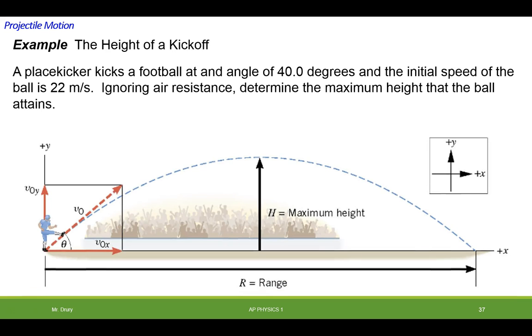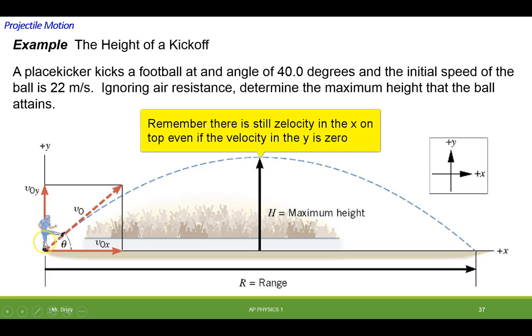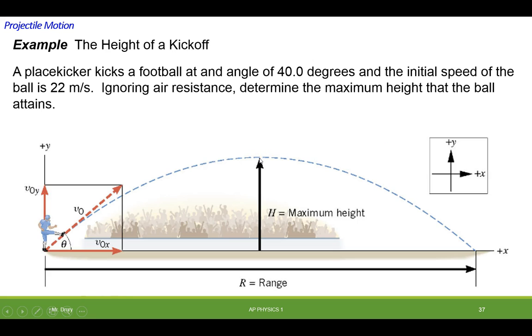All right, some things that we should understand. We do know some things about the maximum height. It's going to take half the time to go up and half the time to go down. We also know that on the top, the velocity in the y should be 0 because it has to stop going up before it can come back down.